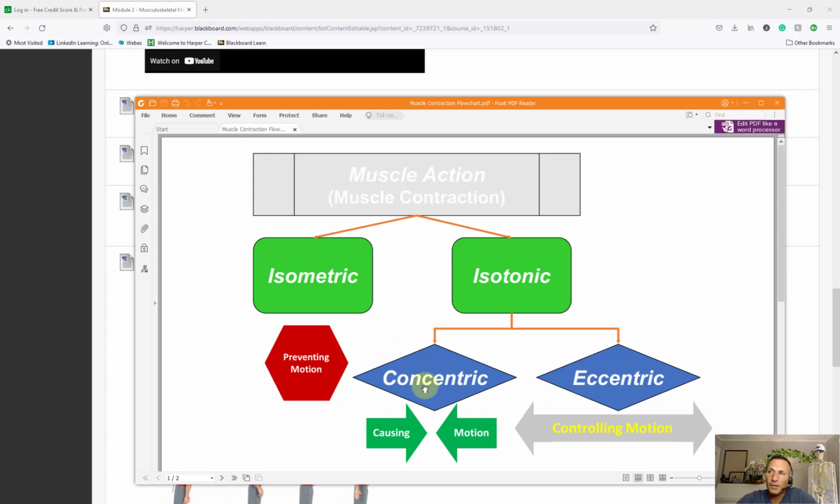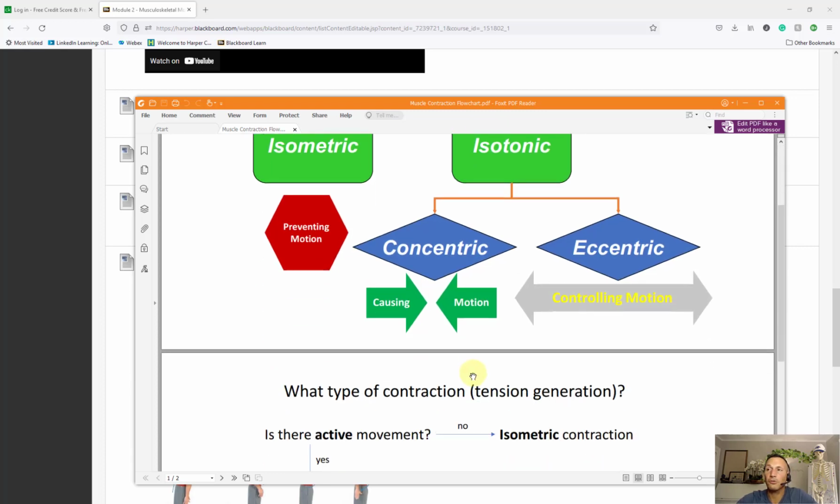So think of concentric as the gas pedal, eccentric as the braking force, the brake pedal, and then the isometric where you come to a complete stop. Your car's in park or you throw it in neutral.